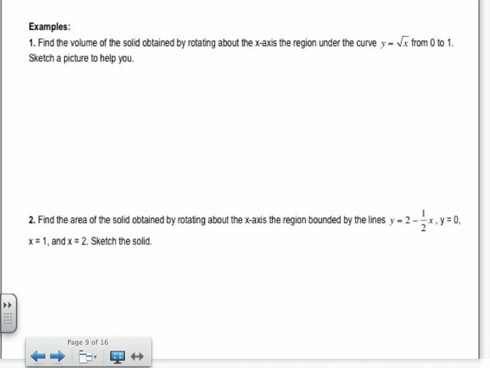Okay, so find the volume of the solid obtained by rotating about the x-axis the region under the curve y equals the square root of x from 0 to 1. So square root of x looks like that, 0 to 1. Here's my x-axis, so I'm going to go around and around this x-axis. Like I was saying, think of a potter's wheel, just spinning around and around that x-axis. Think about what kind of shape it's creating.